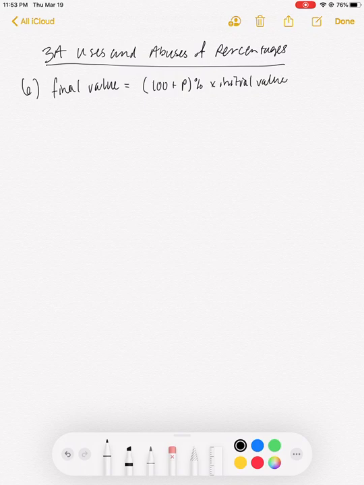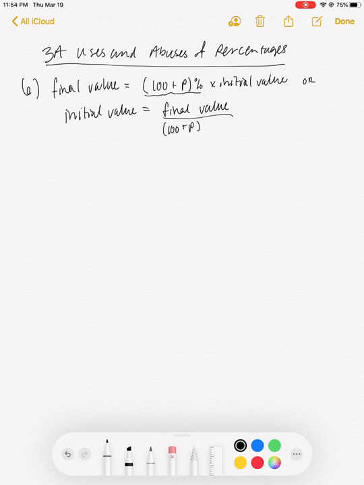And so we can also arrange this, if we want the initial value, by dividing both sides by 100 plus p percent. So the initial value equals the final value over 100 plus p percent. So that's the formula.